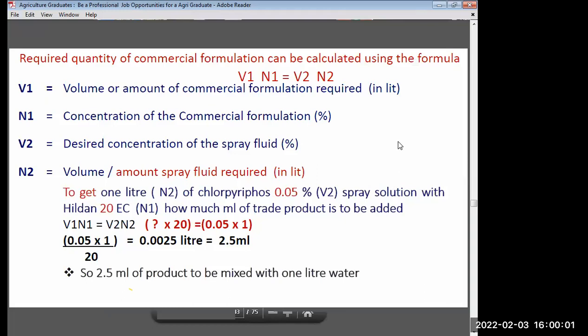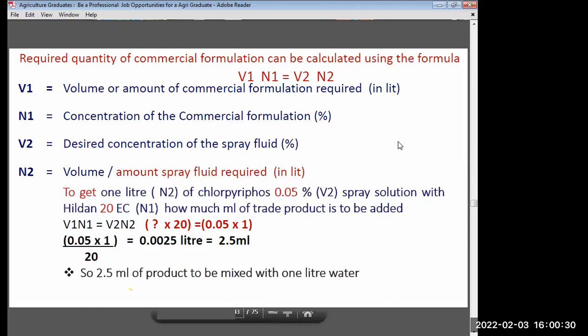Here, V1 into N1 is equal to V2 into N2. What is V1, what is N1, what is V2, what is N2? In the formula, we will fill up. V1 is the volume of the commercial formulation, the commercial one, that is Hilbon. Chlorpyrifos is always Hilbon. Volume of commercial formulation in liter, that is V1. N1 is the concentration of the commercial formulation.